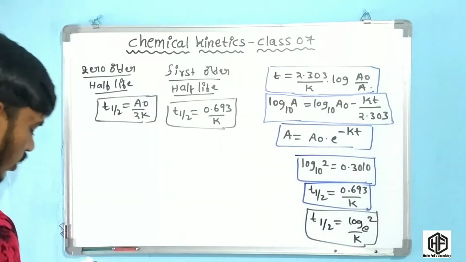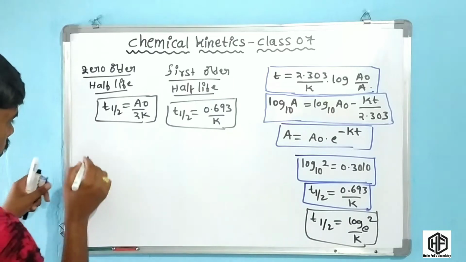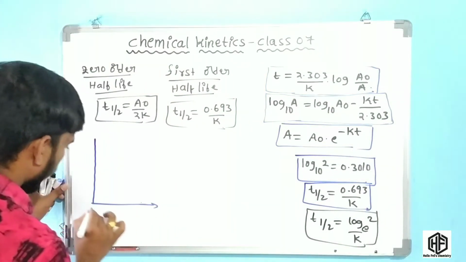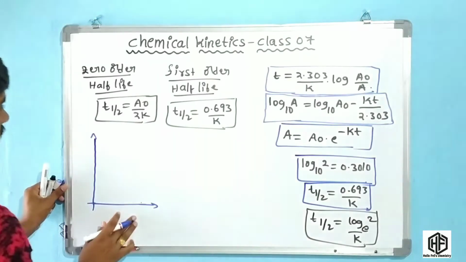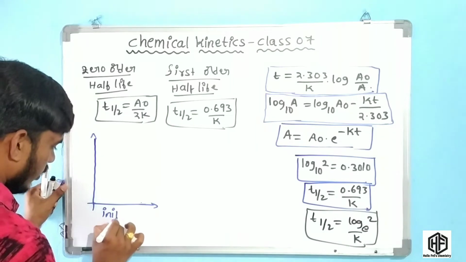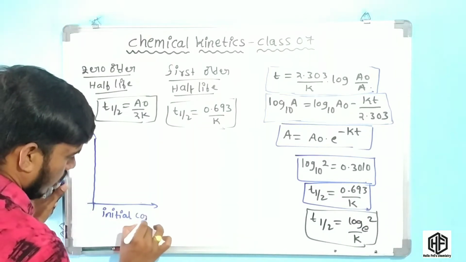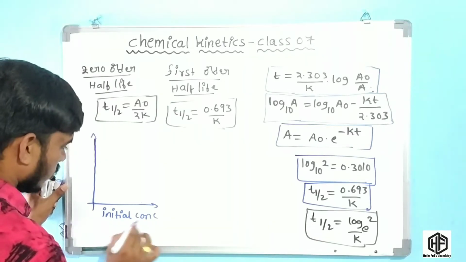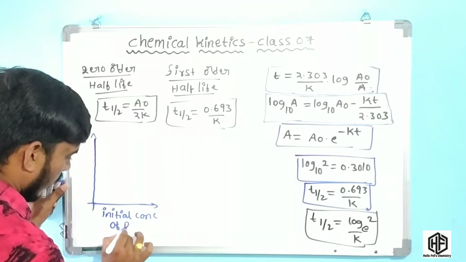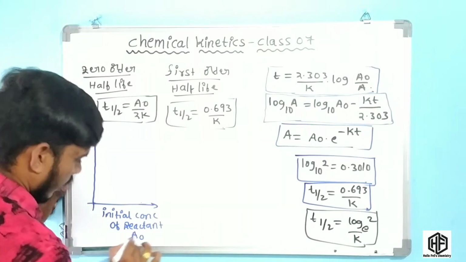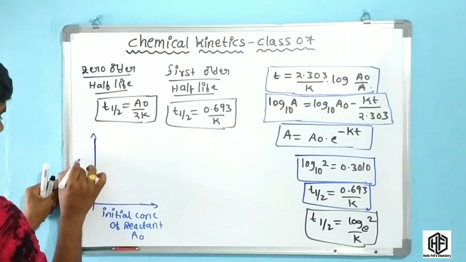Okay friends, now we have to represent the graphs of this half life of zero order and first order. In the x-axis, we have to consider the initial concentration of reactant, A naught, and this is the time.